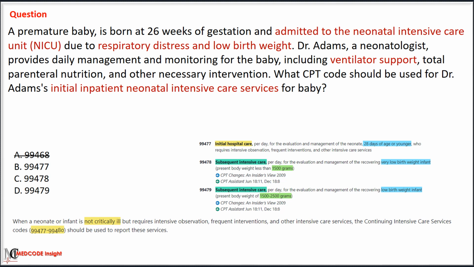Code 99477 is used for initial hospital care per day for the evaluation and management of a neonate 28 days of age or younger who requires intensive observation, frequent interventions, and other intensive care services.